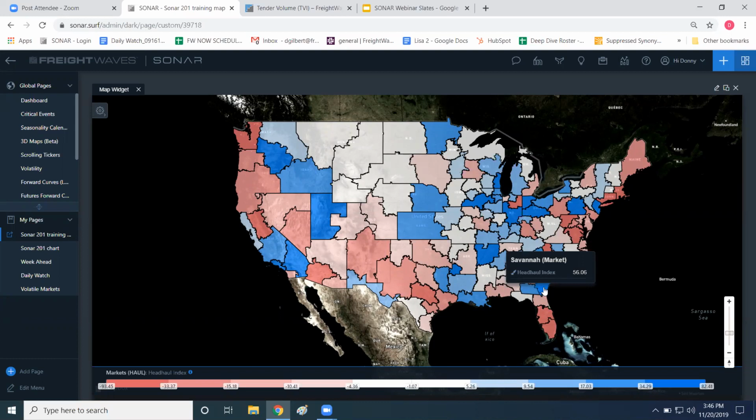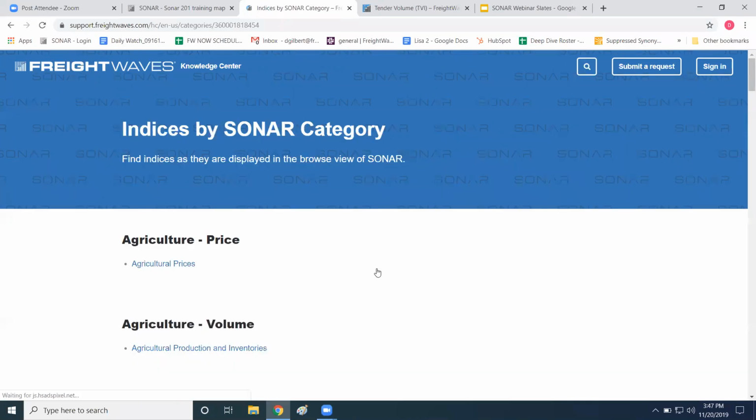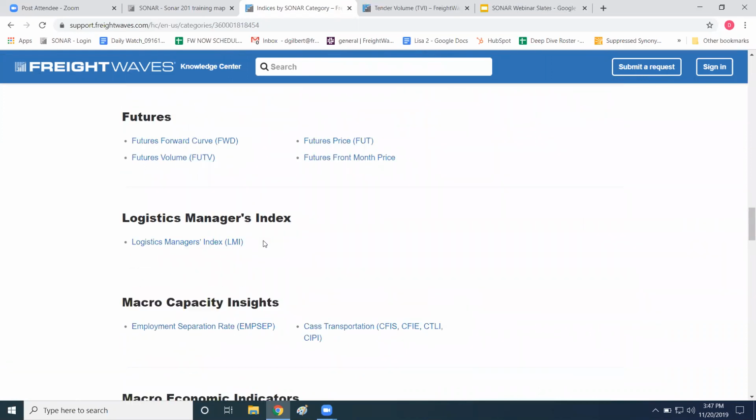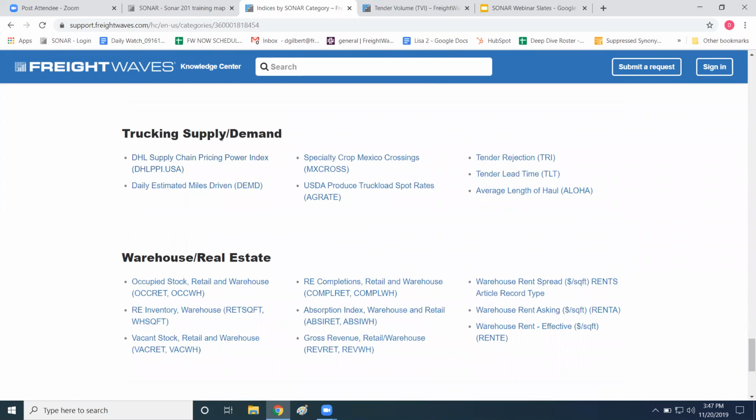Now, the next index I'm going to talk about is outbound tender rejection rates. This is probably the most important index that I would use if I were still being a broker, and the reason is because it correlates very closely with spot market rates. Going here to my knowledge center, I urge everybody to read up on outbound tender rejection rates. It's under trucking supply and demand.